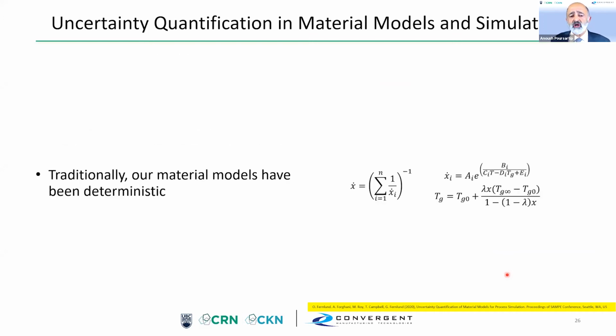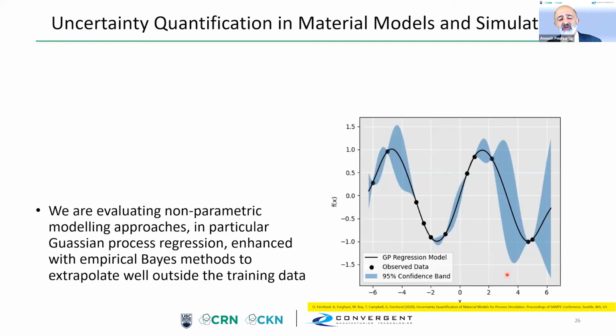So traditionally, our materials have been deterministic. We have pure kinetics models of various forms, but they're always deterministic. What we're nowadays doing is we're evaluating non-parametric modeling approaches. And the team that is doing this work in particular likes Gaussian process regression, and they're enhancing it with empirical Bayes methods to actually bring in some of the physics so that we can extrapolate well outside the training data.